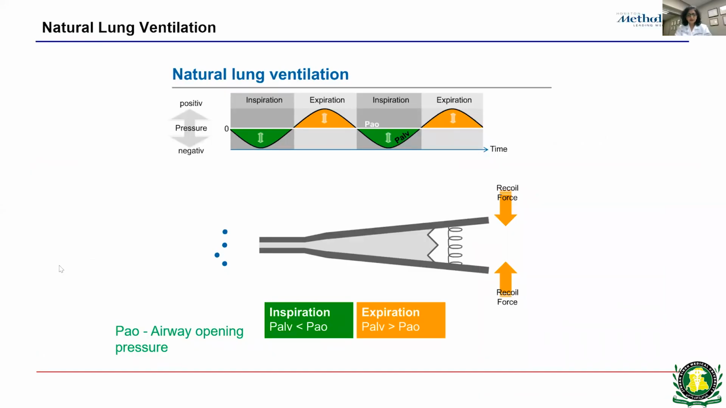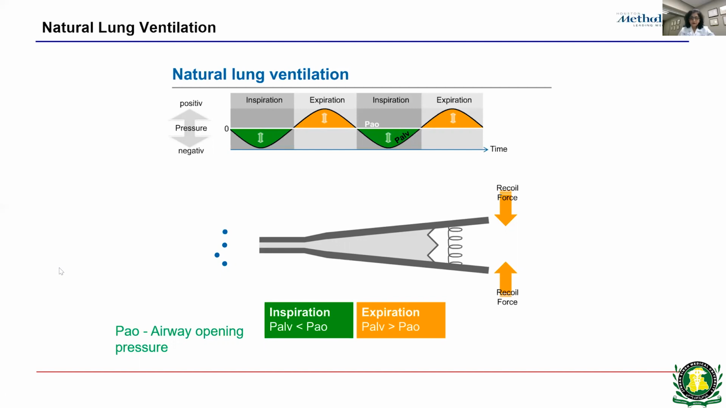So what is natural lung ventilation? Natural lung ventilation is the way we breathe. It is called negative pressure breathing. It starts off with inspiration and downward movement of the diaphragm, causing alveolar pressure to drop below the airway opening pressure. This allows air to be sucked into the lungs. With inspiratory flow over time, the lungs are inflated and alveolar pressure increases. Finally, inspiration stops when alveolar pressure and airway opening pressure become equal.